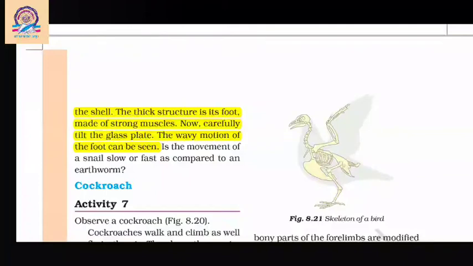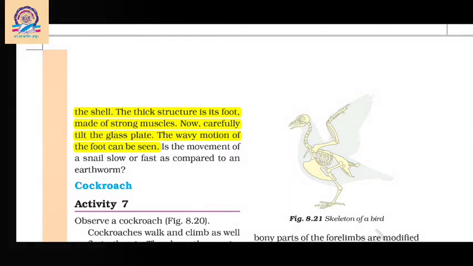Okay, and now if you carefully tilt the glass plate, the way of motion of the foot can be seen. You can see how the snail moves with the help of its foot. Snails have a kind of foot underneath, and with the help of their foot they can move easily. And here also the movement of the snail is slow. You may have seen that.